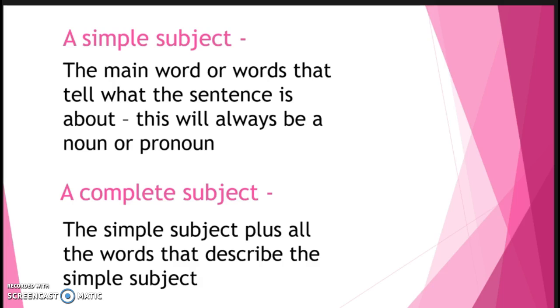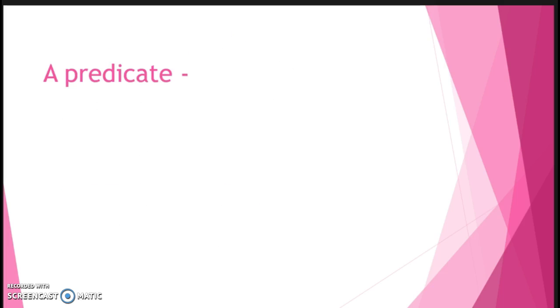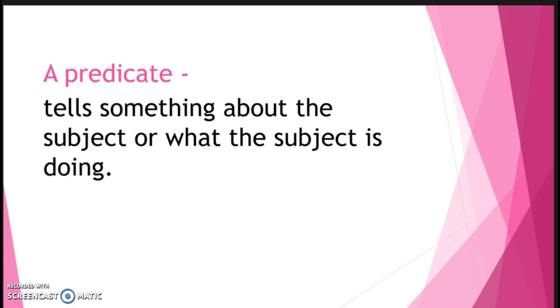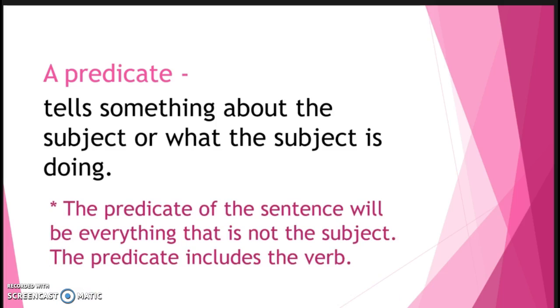Now, let's talk about predicates for a minute. A predicate is sort of the other half of the sentence. The predicate tells something about the subject or what the subject is doing. When you're talking about predicates, you have a simple predicate and a complete predicate, just like we did with subjects. And the predicate will be everything in the sentence that is not the subject, and it includes the verb.